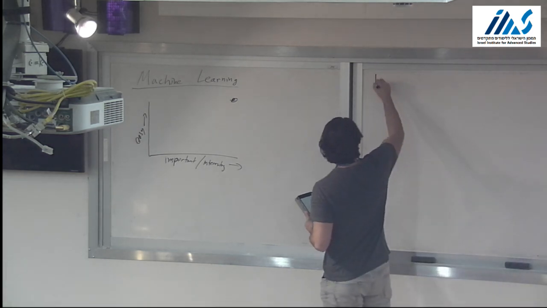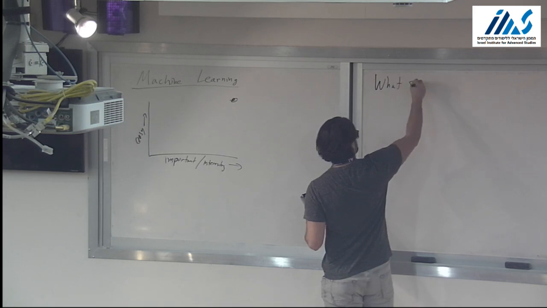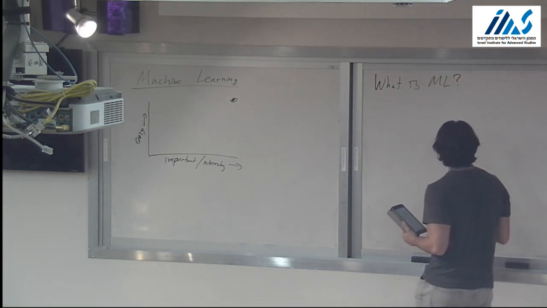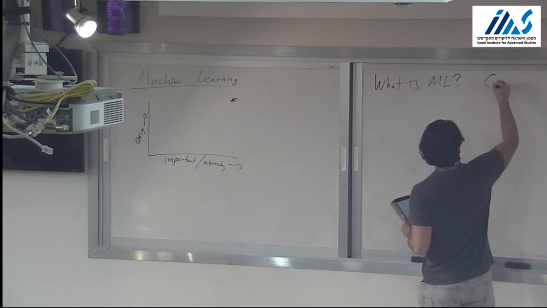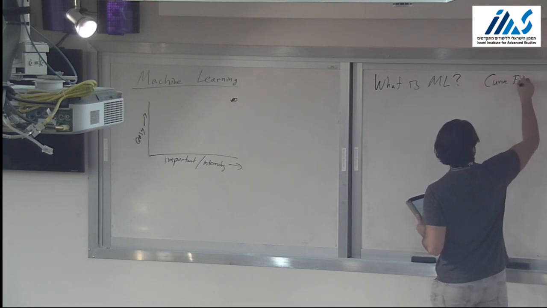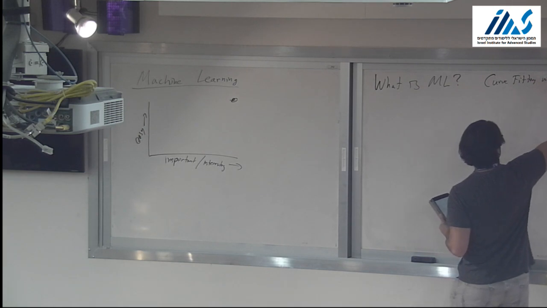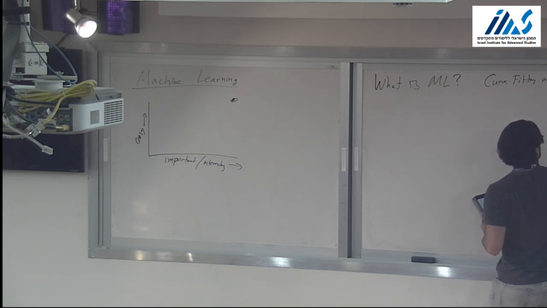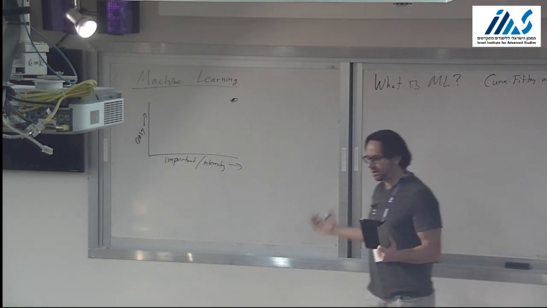So what is ML at the most basic level? It is curve fitting with p much bigger than 1 parameters. So that's really all machine learning is.